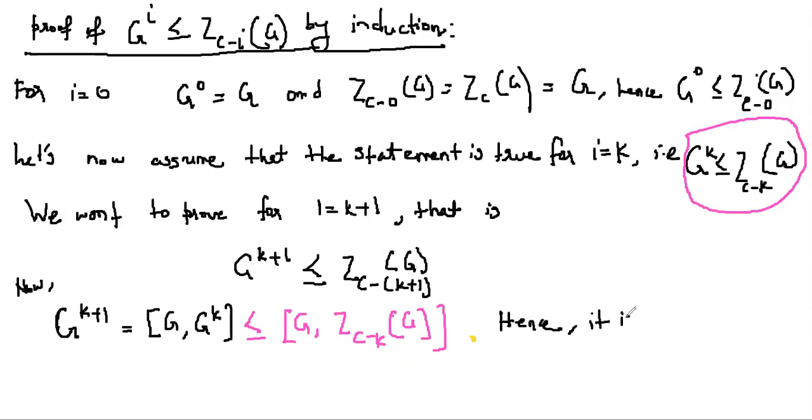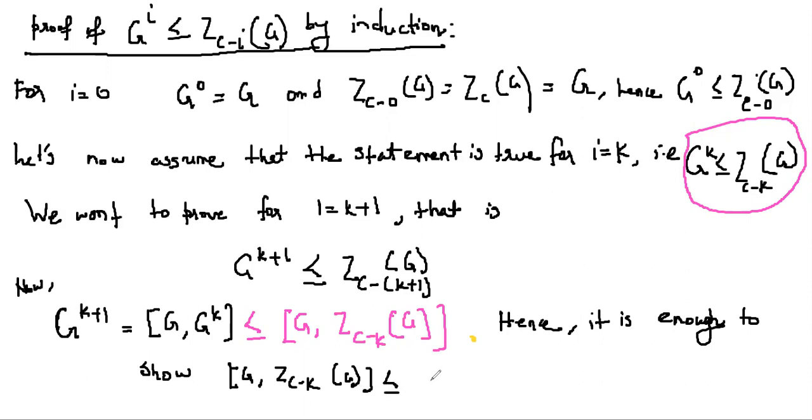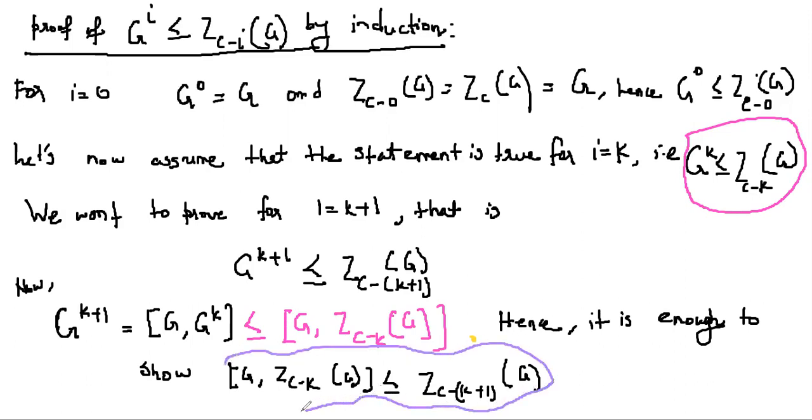Hence it is enough to show that the commutator subgroup of these two is inside Z_{c-(k+1)} G. So that is what we want to prove. Our main idea now is to prove this. If we prove this, it is enough. So let's go to the next slide.